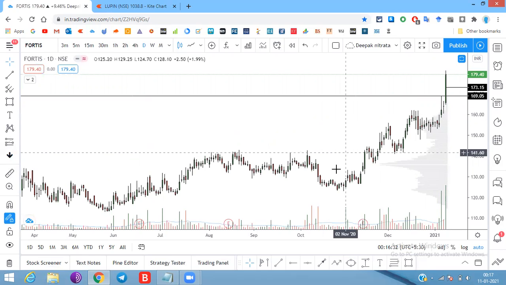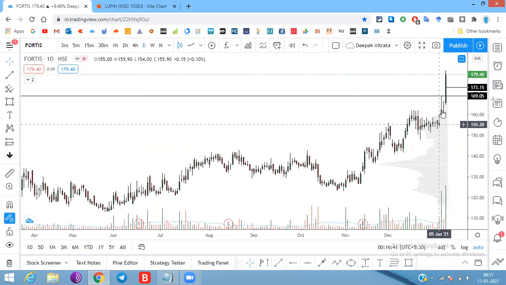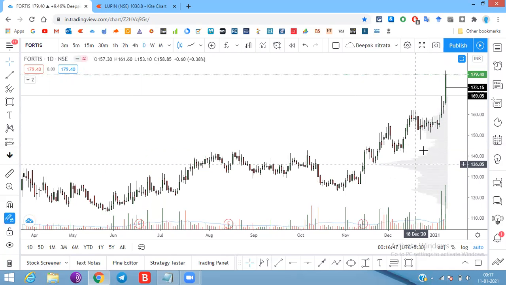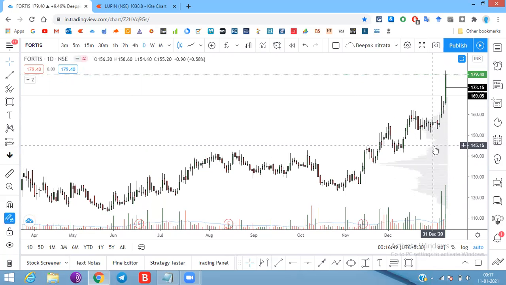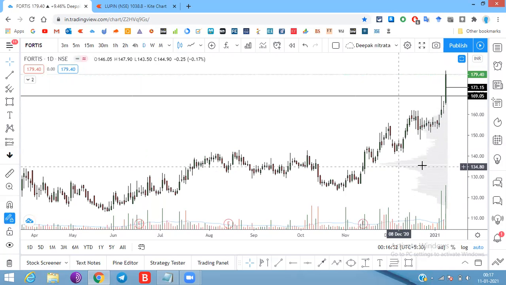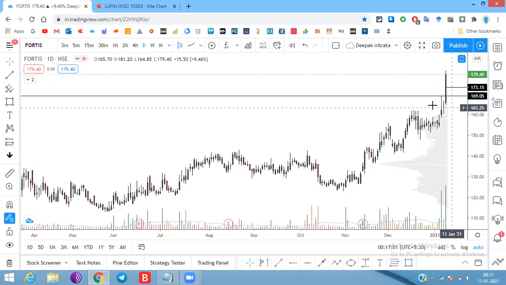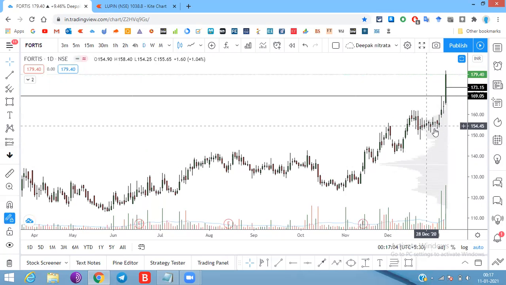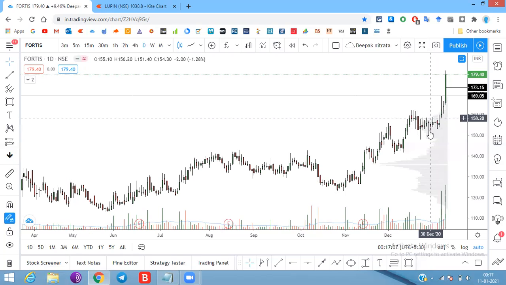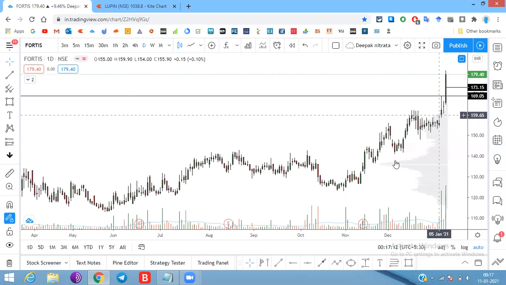So in Fortis we can see that this zone is a point of control. The balance region of high volume node, this high volume node, this is a relatively lower volume node from this and this, and this high volume node has broken with good wide range candles, you can see. So here also we can see an example of breakout from high volume node to low volume node. Okay.